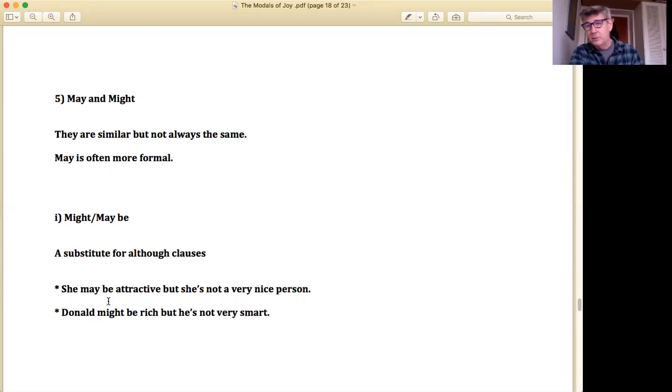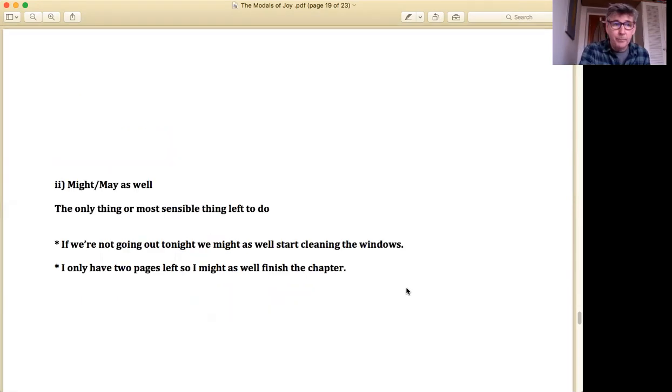Which is also, we could say, although she's attractive, she's not a very nice person. And then Donald might be rich, but he's not very smart. Although Donald's rich, he's not very smart. So this is where you would use an although at the beginning of a clause or a sentence. You could take that out and use might be, or maybe. All right, and then might or may as well.